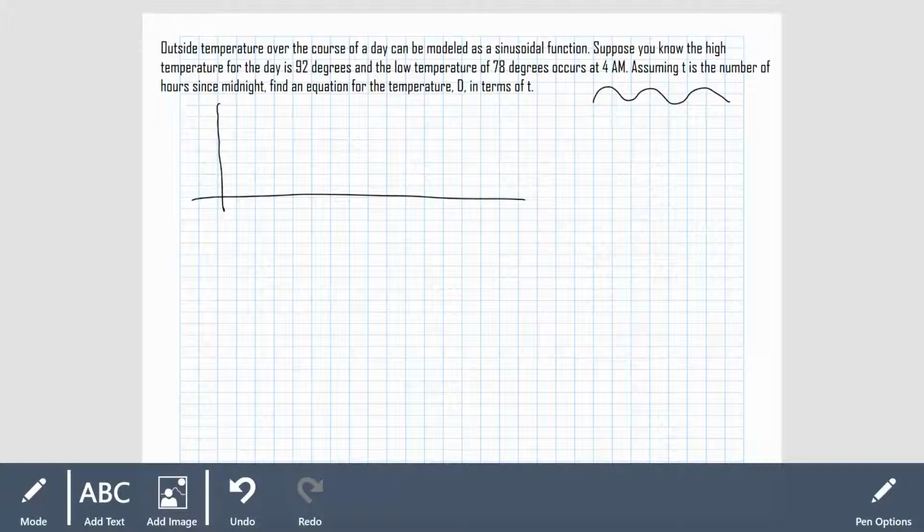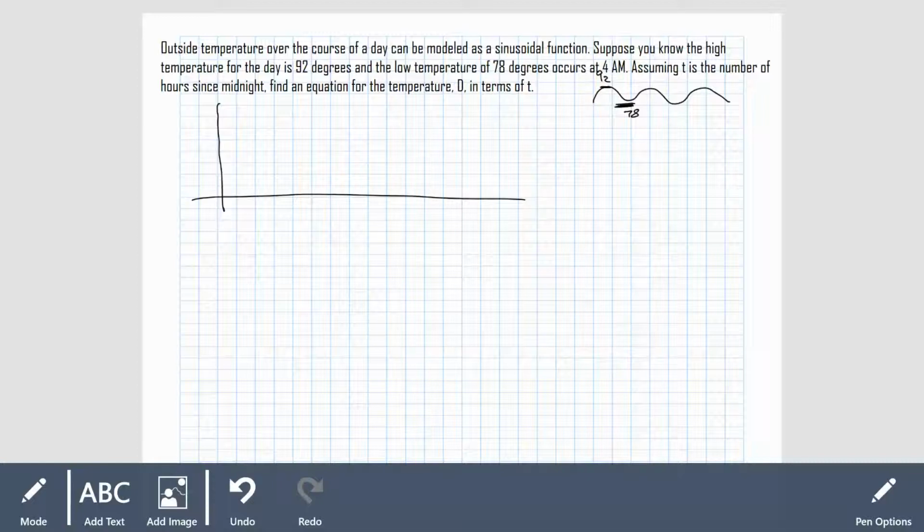The next thing we need to do is figure out what's going on. We know that we're bouncing back and forth. The high point up here is at 92 degrees. The low point at the bottom of the curve is at 78 degrees. And so it's just bouncing back and forth, 92 on the high, 78 on the low, 92 on the high, 78 on the low.